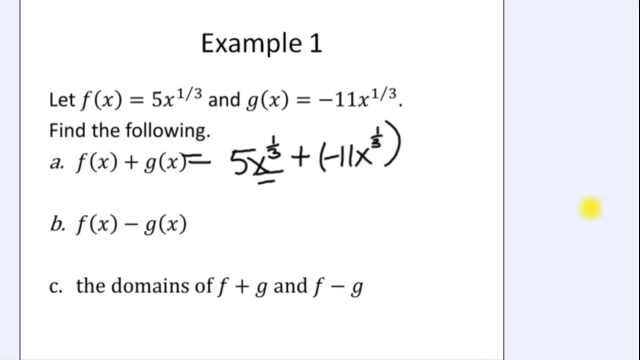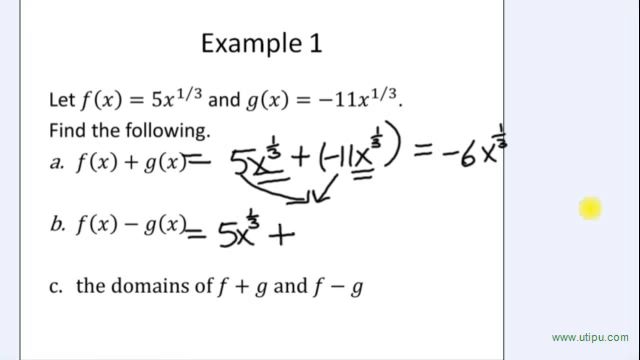And because these are like powers, x to the 1/3 power and x to the 1/3 power, we can just combine those by combining the coefficients. 5 plus negative 11 would be negative 6, x to the 1/3 power. Then for f of x minus g of x, that'd be 5x to the 1/3 power. Then minus a negative would become plus 11x to the 1/3 power. And 5 plus 11, we get 16x to the 1/3 power.